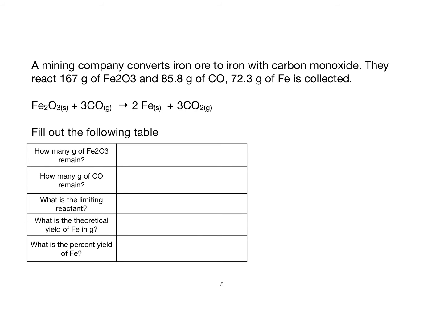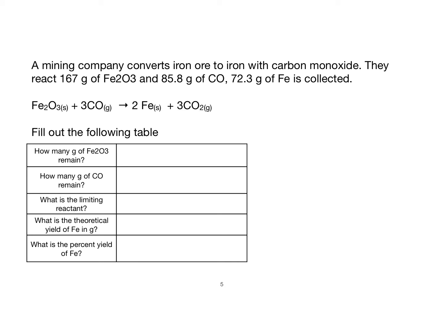So in this example, a mining company converts iron ore, which is Fe2O3, to iron with carbon monoxide. They react 167 grams of Fe2O3 and 85.8 grams of CO. With 72.3 grams of iron collected. And so we want to fill out the following table.